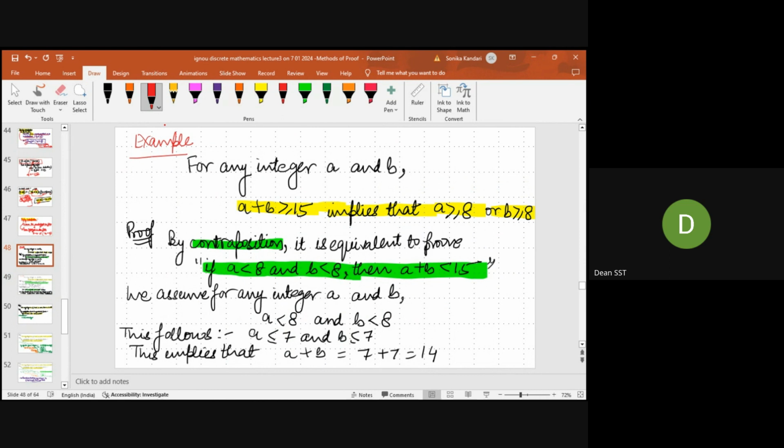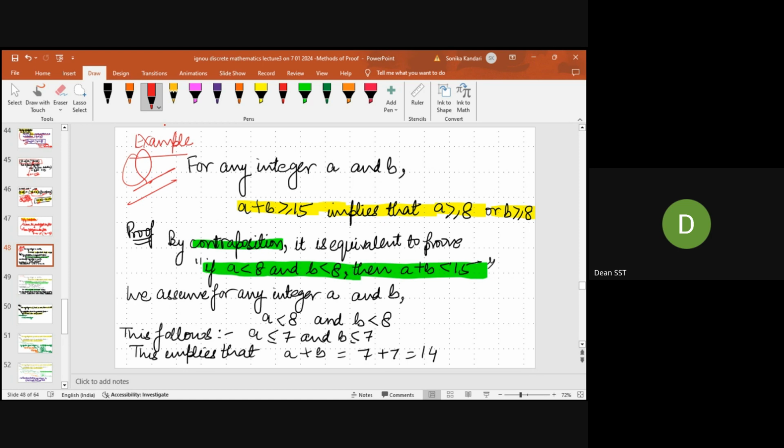Which method are we working on at present? Any one of you? Contrapositive. Okay. Now we will see the question.